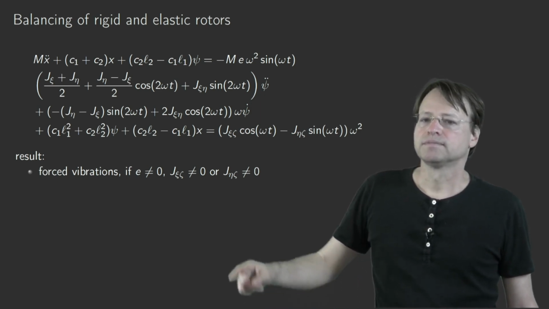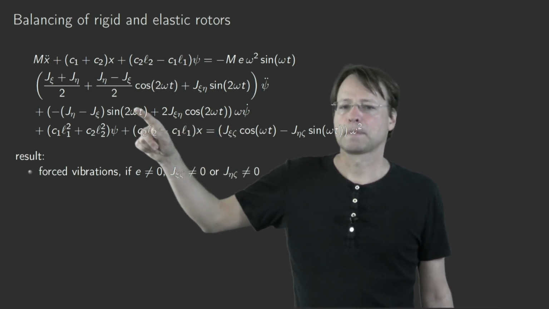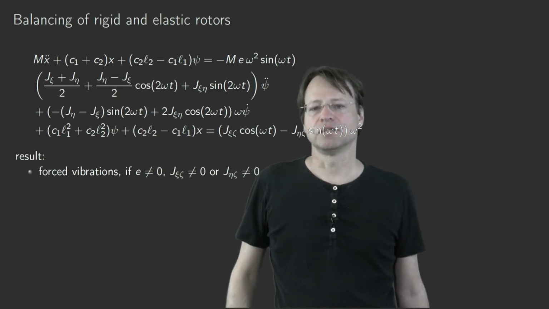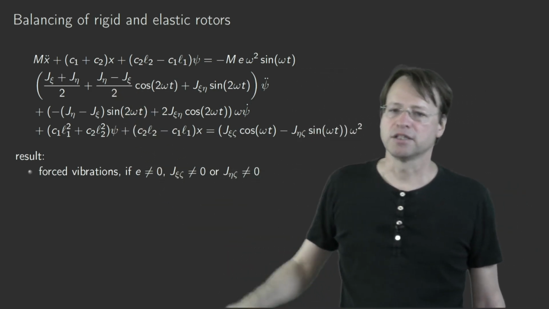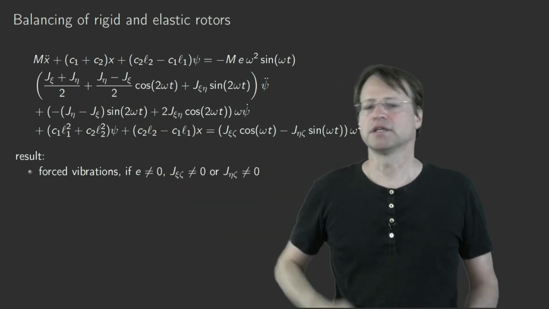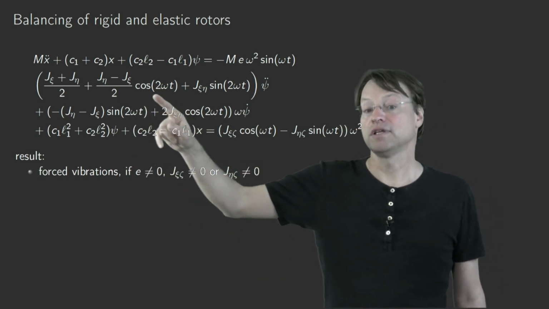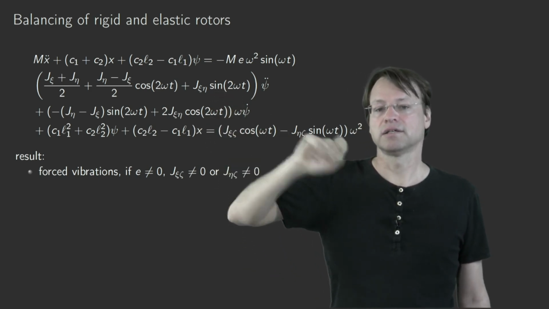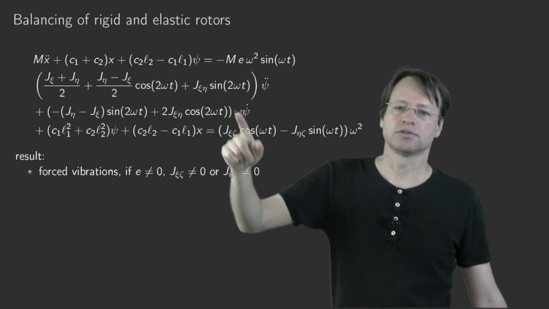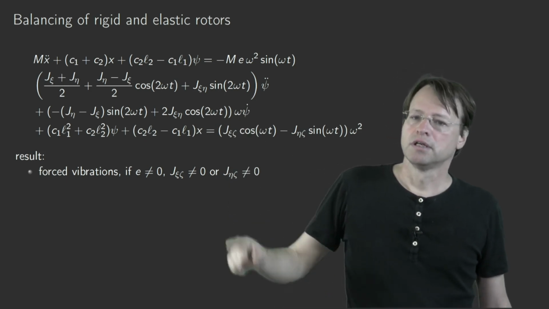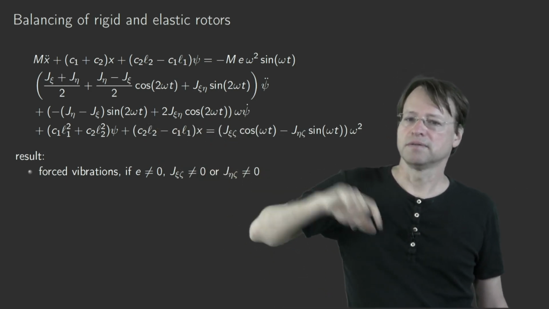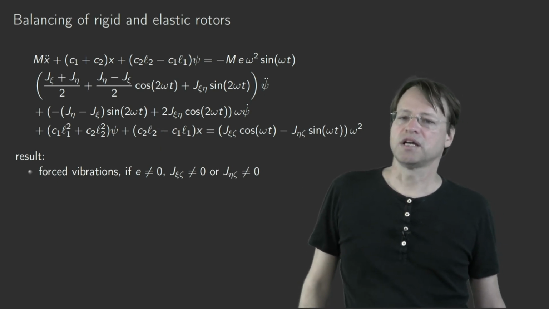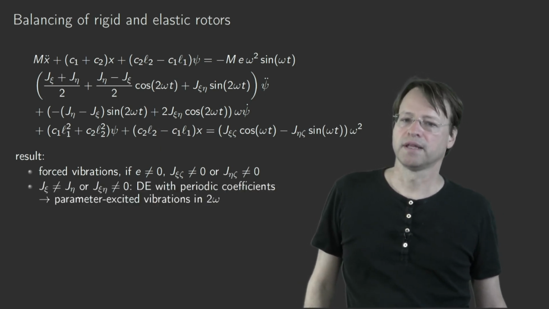Well, if symmetry, so G eta is not equal to G psi, is not present, so it's violated even a little bit, then we have here a time-dependent term. If J xi eta is non-zero, we also have a time-dependent term. Same holds for this equation here, or for this contribution. So we have possible time-dependent coefficients here.